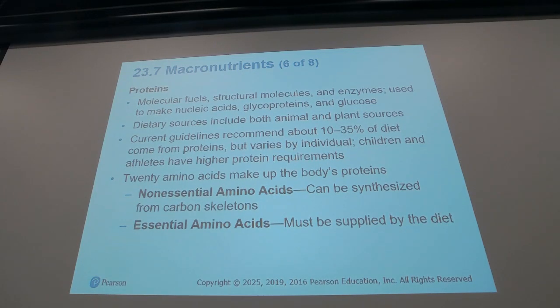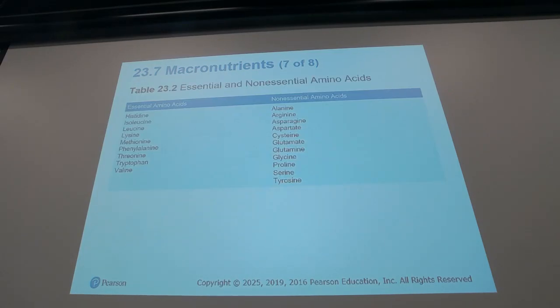Now, for proteins, the recommendation is between 10 to 35% of our diet, typically when it comes to grams per pound, is typically 1 gram per pound of our body weight. And then the proteins give us amino acids. So we have non-essential amino acids and essential amino acids. Essential, again, whether they are amino acids or lipids, they have to be ingested. And then here is the division between the non-essential and the essential.